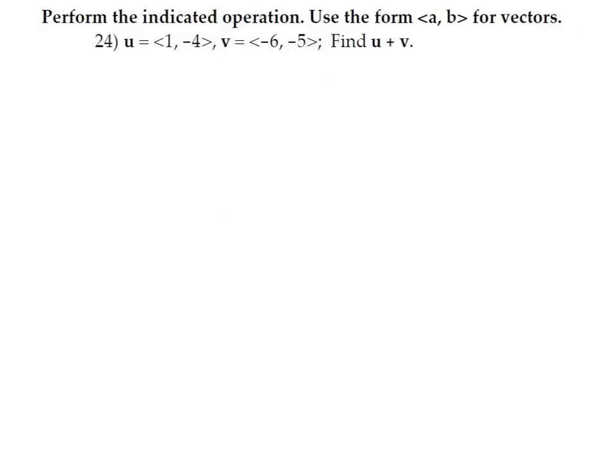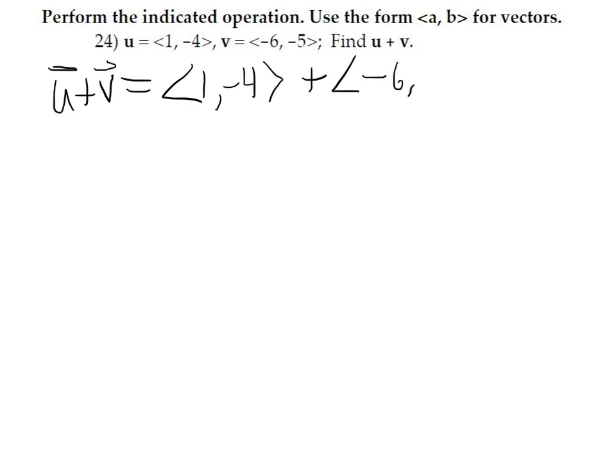Perform the indicated operation. Use the form a comma b for vectors. So we're given u and v, and we want to find u plus v. Now u plus v vectors, that's just 1 comma negative 4 plus negative 6 comma negative 5.